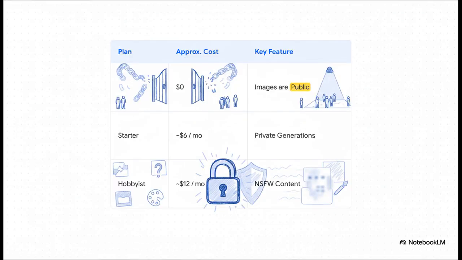And when you're ready to upgrade, the plans are pretty easy to understand. The biggest jump, from free to the starter plan, is all about privacy. For about $6 a month, your creations become private. The next step up, the hobbyist plan, unlocks more features, and a big one is the ability to generate not safe for work content, which we'll get to in just a second.